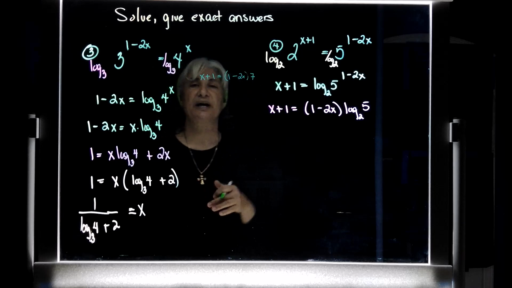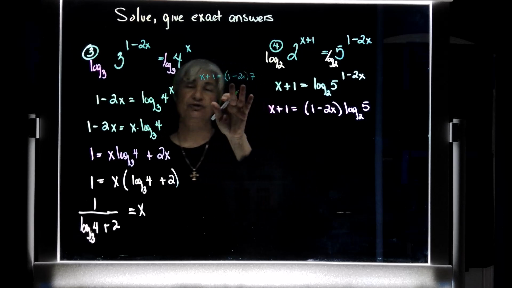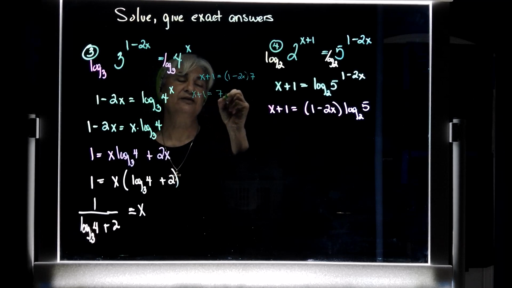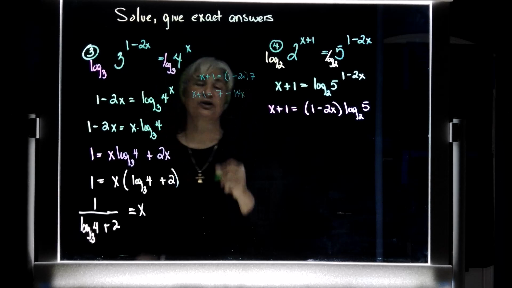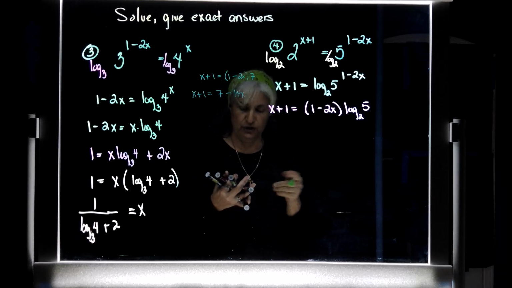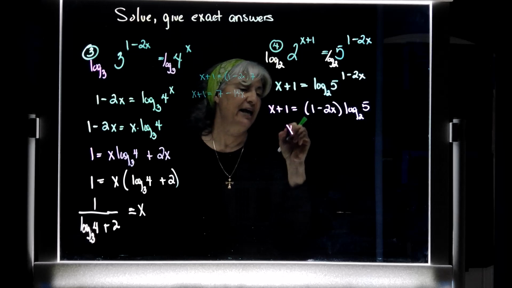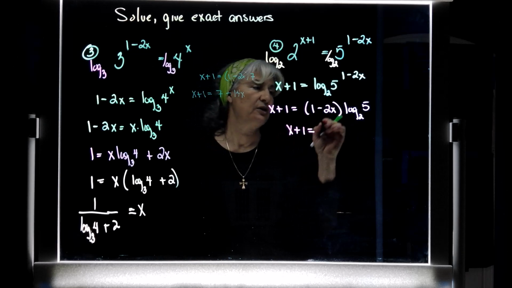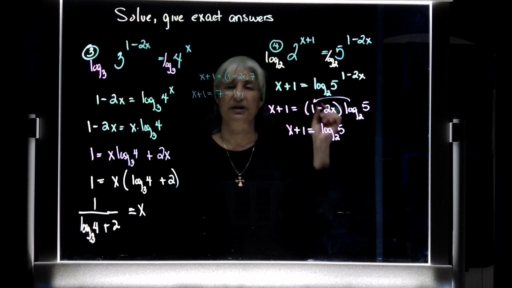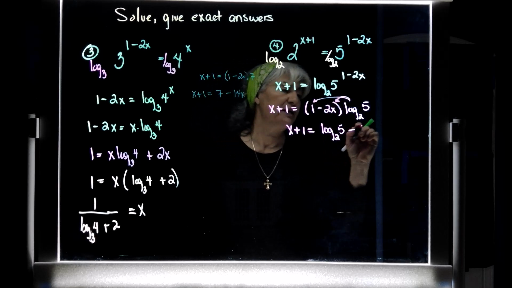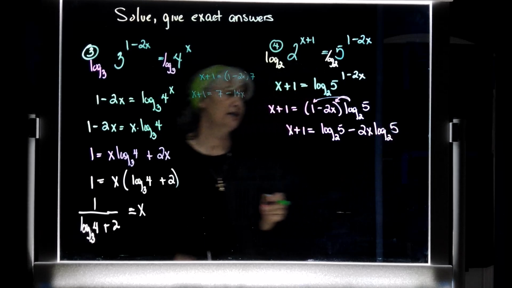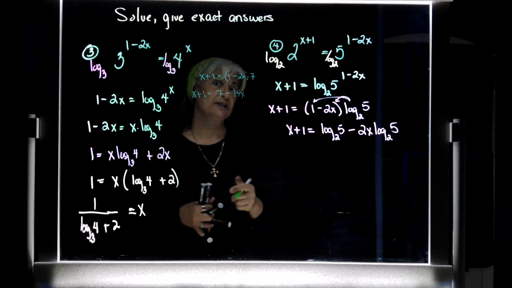So if this was the problem you had, what would you do next? You would distribute that 7, wouldn't you? You would have x plus 1 equals 7 minus 14x. Agreed? All right. So what about over here then? Distribute. So we'll have x plus 1 equals log base 2 of 5, because you're doing it times 1, and then minus 2x times log base 2 of 5. Got it. Well, that's rather lovely looking, isn't it?